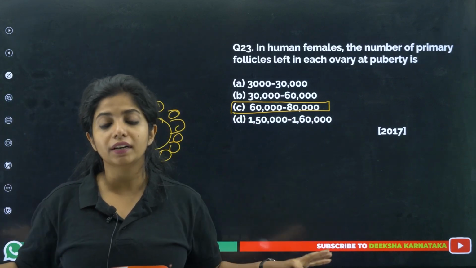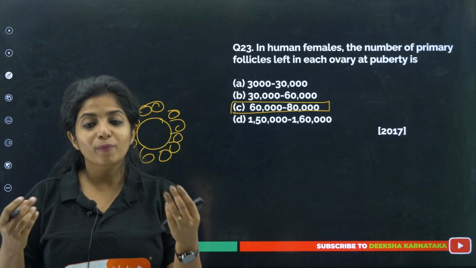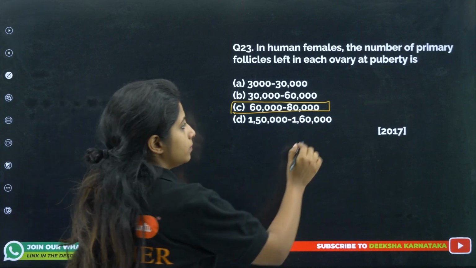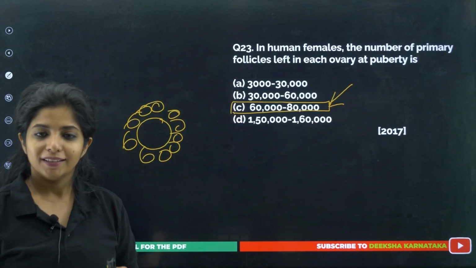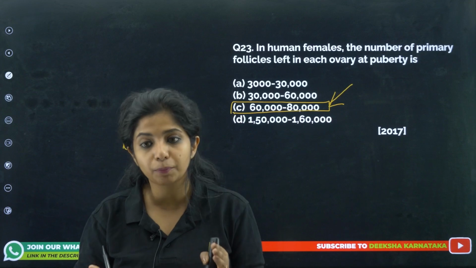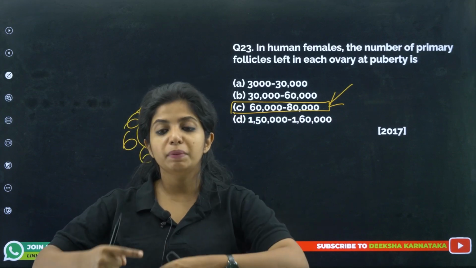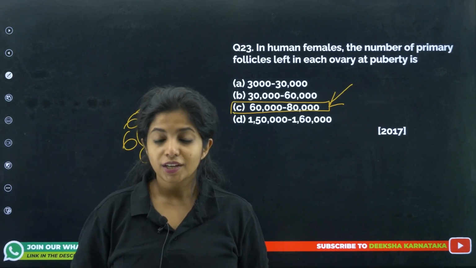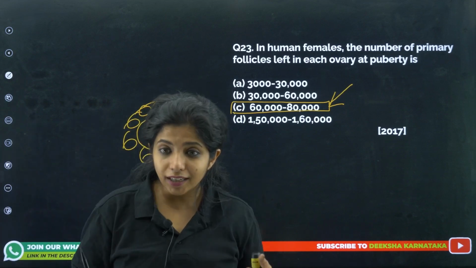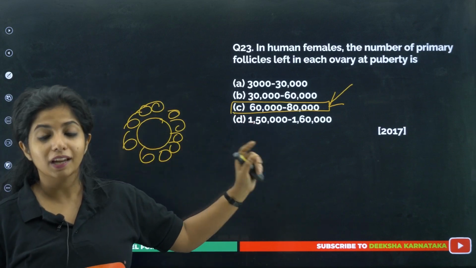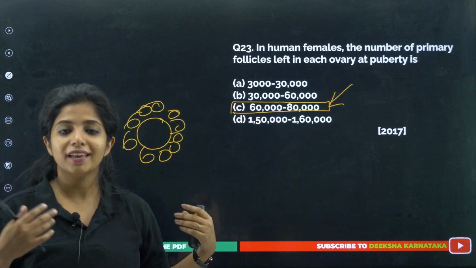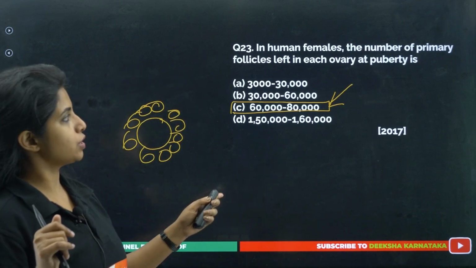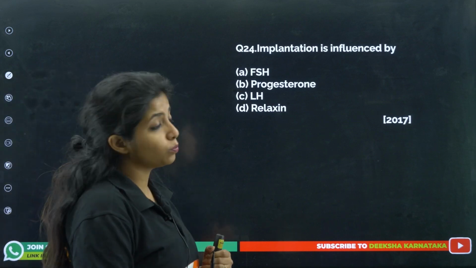Among them also, a lot will degenerate during the entire process of forming the ovum. So 60,000 to 80,000 is what is left in each ovary, my dear children. These are primary follicles. When we hit puberty, from that point onwards, the primary follicle will make a secondary follicle, which will have a secondary oocyte, and then an ovum will be produced each month. So this process starts from puberty itself. Until then, you just have these many follicles remaining, and after you hit puberty, many of them die again. That's a natural process. Cool? 2017 question.